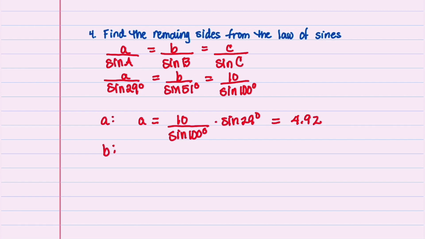To find b then, we can say that b is equal to 10 divided by sine 100 degrees, and now we're going to multiply by sine of 51 degrees. And the calculator gives an answer for that of 7.89.